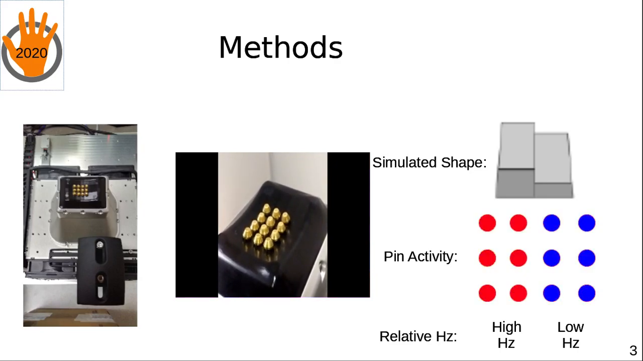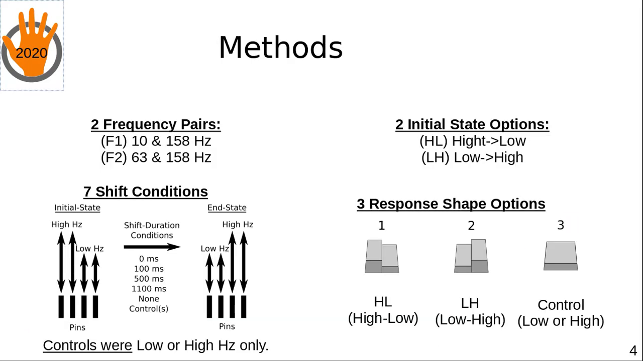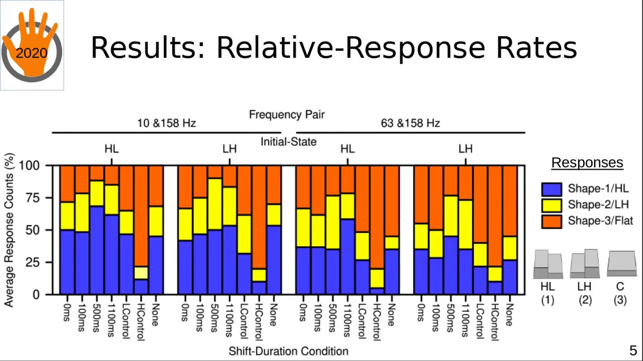Notably, two pairs of frequencies were spatially arranged across the pins such that the higher frequency could be presented to the left or to the right. Critically, we varied the pattern of stimulation within a trial by gradually inverting the frequency pairs. These shift durations ranged from 0 to 1100 milliseconds in a 2000 millisecond trial. At the end of each trial, participants were asked to report which of three possible shapes they had experienced.